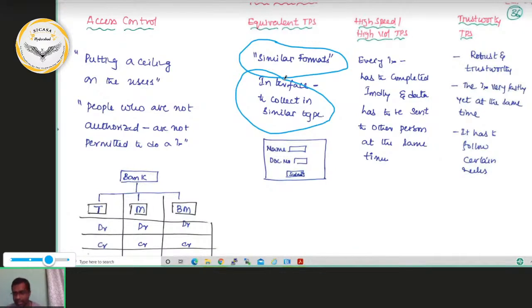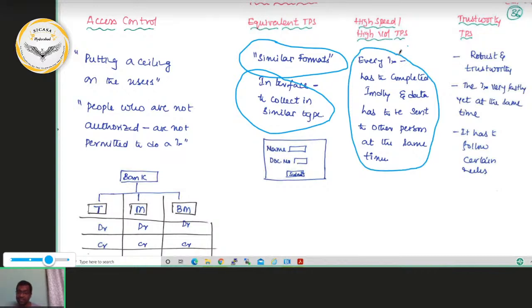Next one is called high speed, high volume TPS. Now, what do you mean by high speed, high volume TPS? It is nothing but every transaction has to be completed immediately and the data has to be sent to the other person at the same time. For example, what do you mean by high speed? Every transaction has to be completed immediately.